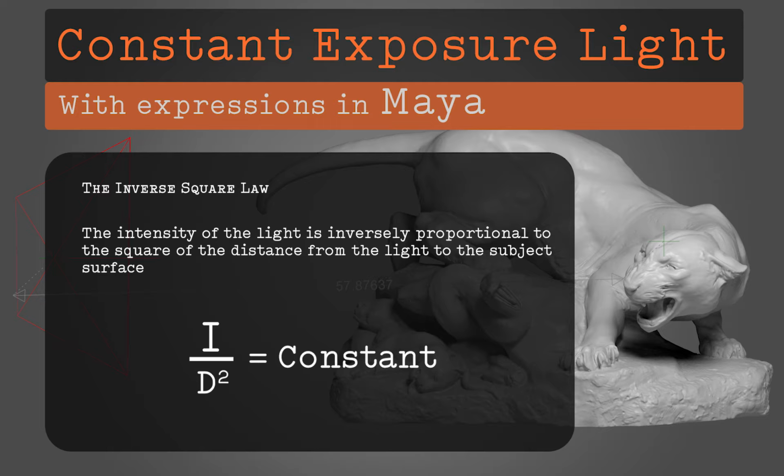So let's consider a situation where the constant value we are getting is 1. Then our equation gets simplified to intensity is equal to the square of the distance. And this is the equation that we are going to apply to our lights through an expression. So let's see how we set up the light in Maya.